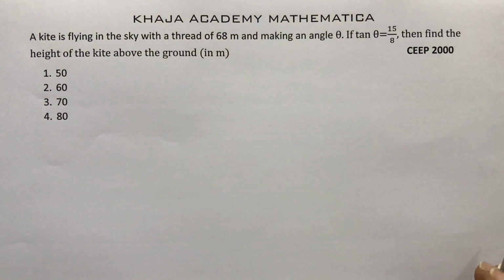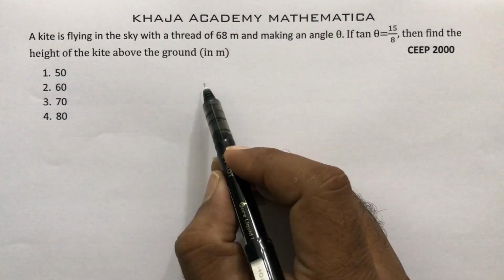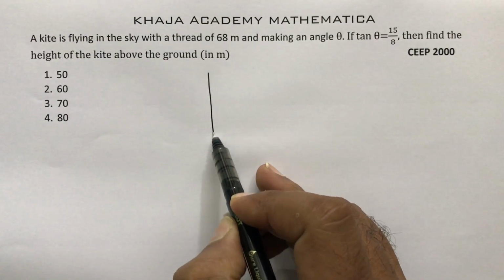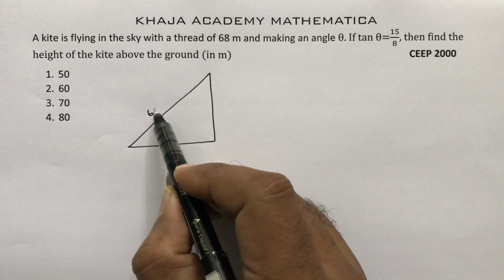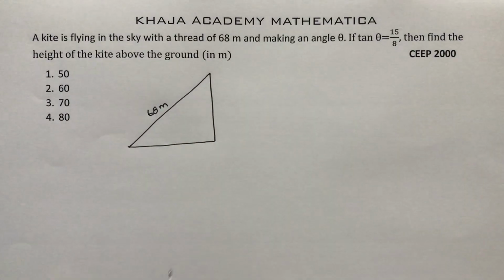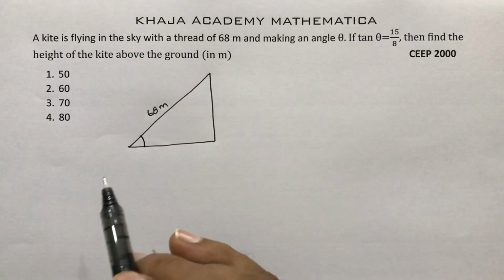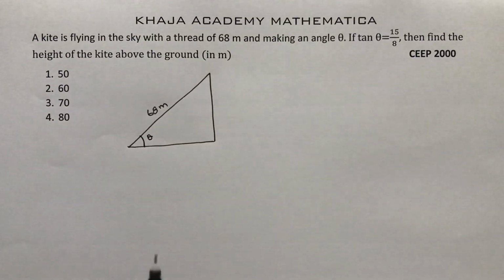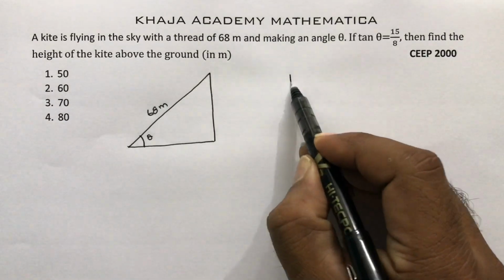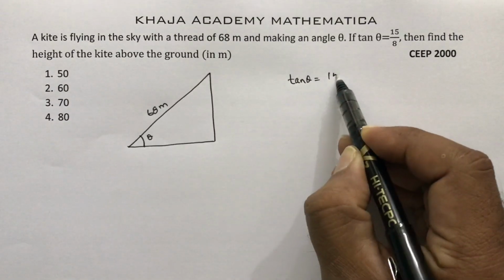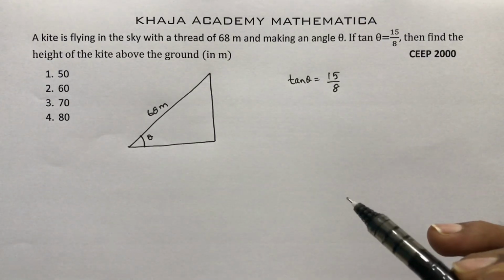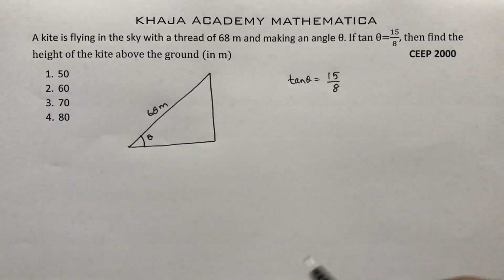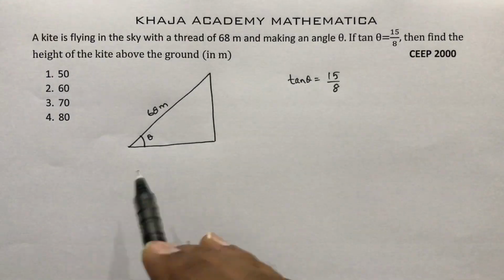A kite is flying in the sky with a thread of 68 meters and making an angle theta. See, the length of the thread is 68 meters, and it makes an angle theta with the ground. They give tan theta is 15 by 8. We need to find the height of the kite above the ground.